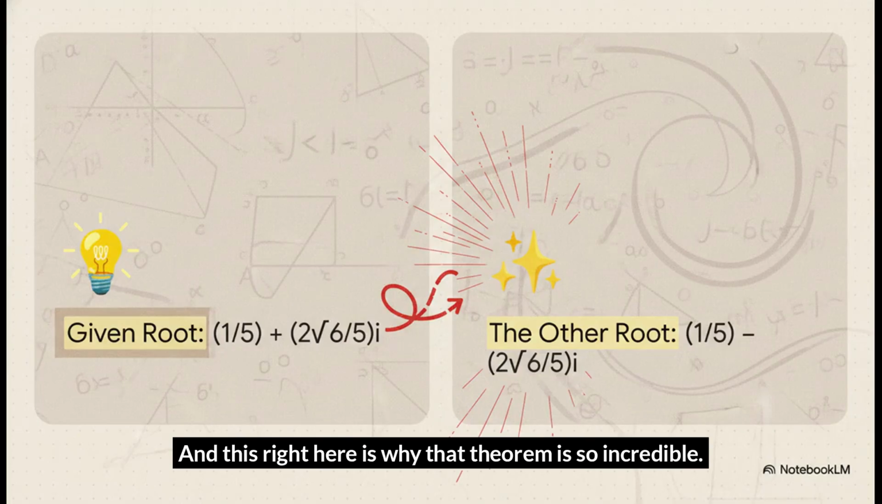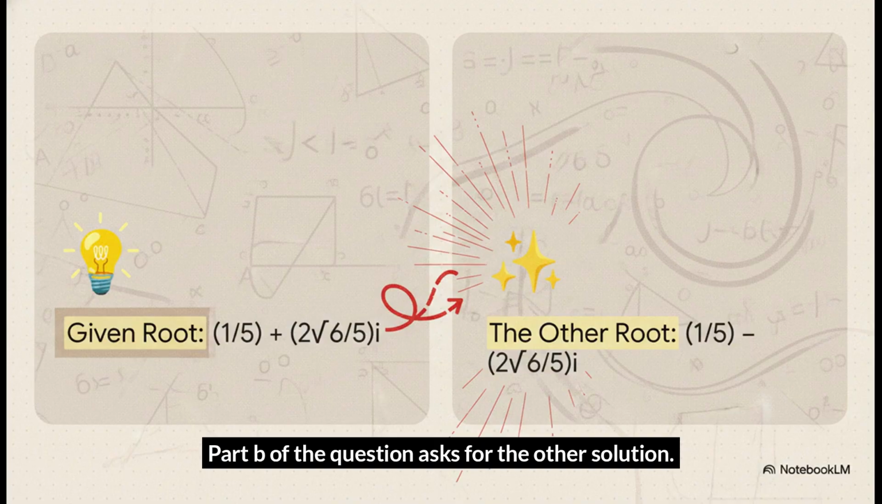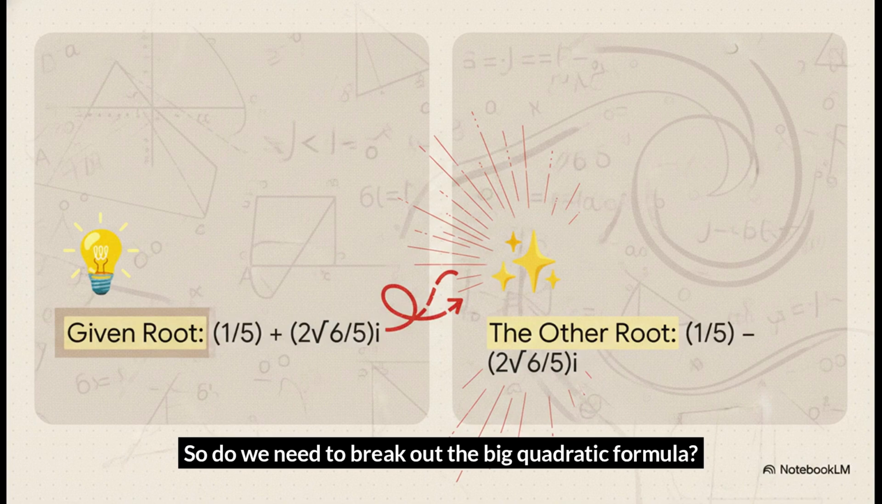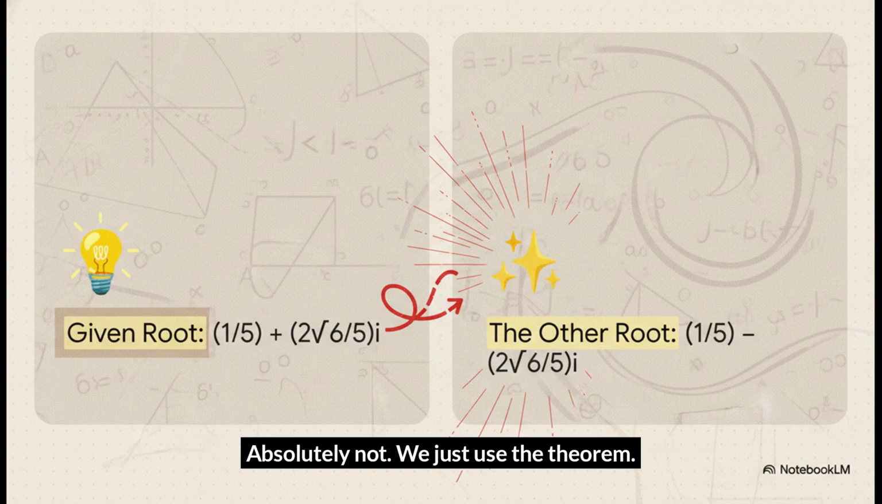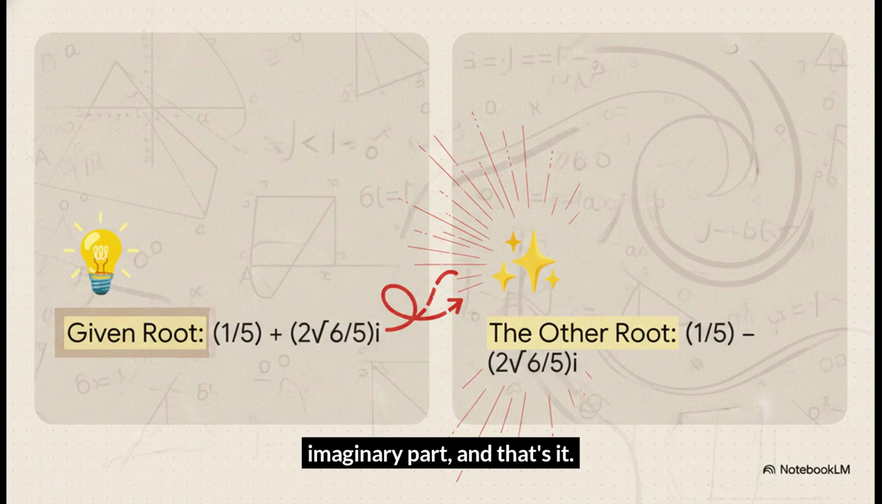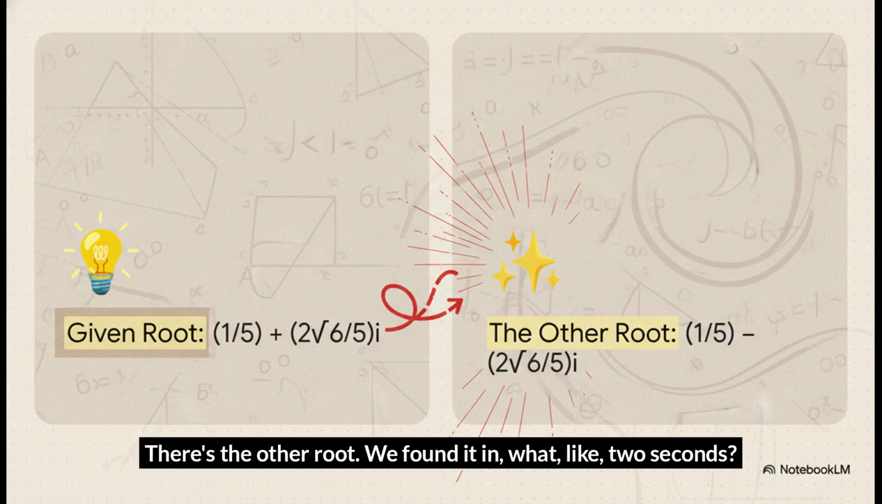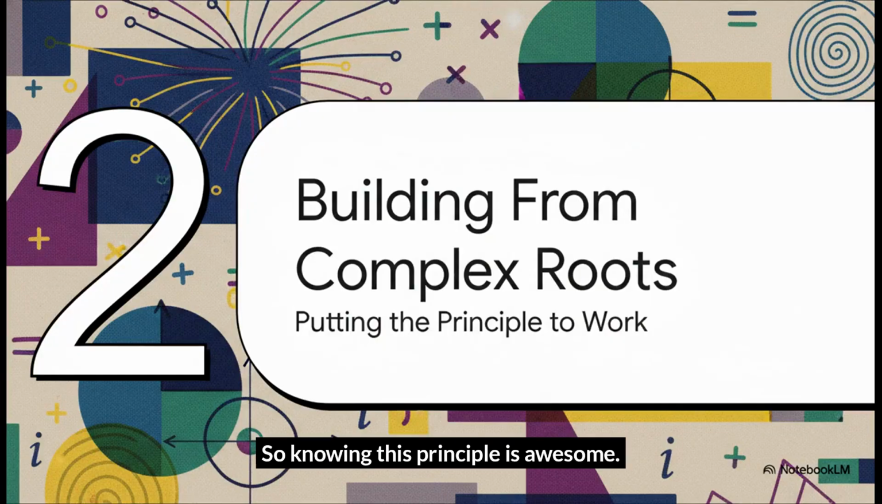And this right here is why that theorem is so incredible. Part B of the question asks for the other solution. So do we need to break out the big quadratic formula? Absolutely not. We just use the theorem. We take the root they gave us, we flip the sign on the imaginary part, and that's it. There's the other root. We found it in, what, like 2 seconds? So knowing this principle is awesome.